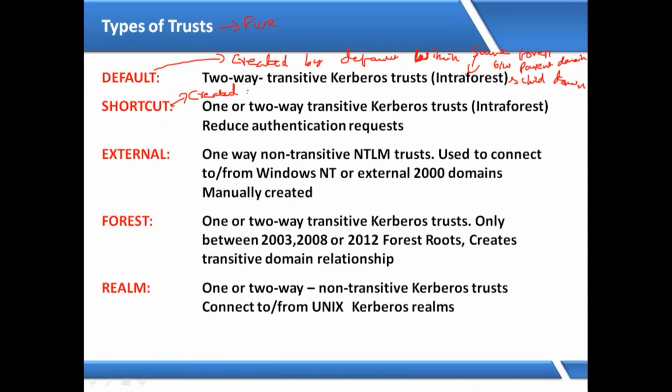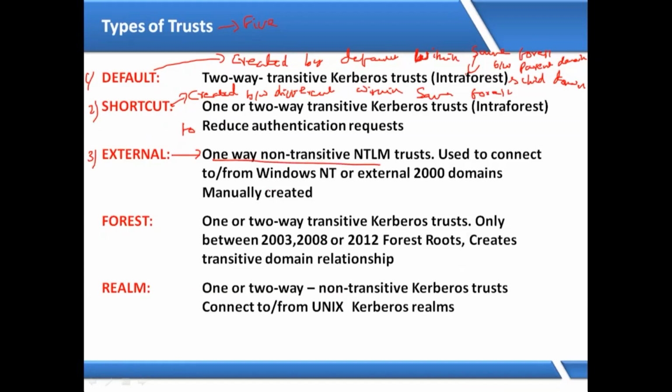Shortcut trust has to be created between different domains within the same forest, to reduce the authentication request. So this is your first type, this is the second type. Third one, external. This is one way and non-transitive.